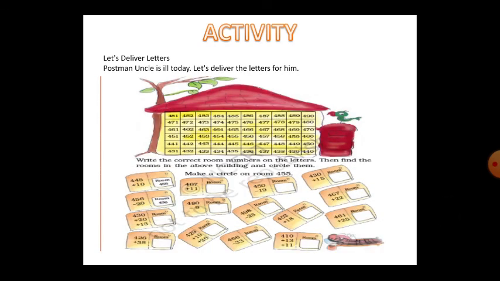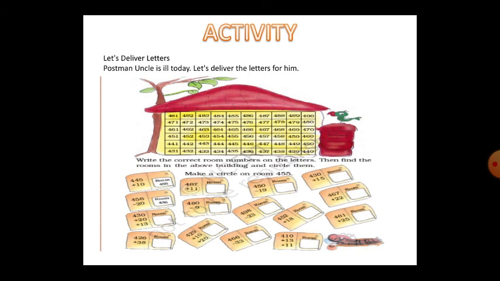And one more homework I will give. This you do in your textbook only. See, if it is a plus symbol, you have to add. Here, 445 plus 10, if you add, you will get 455. In this house there are so many numbers. So where the 455 is, you have to find and circle that.